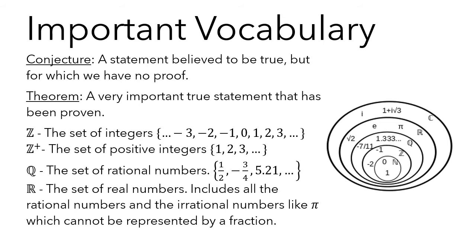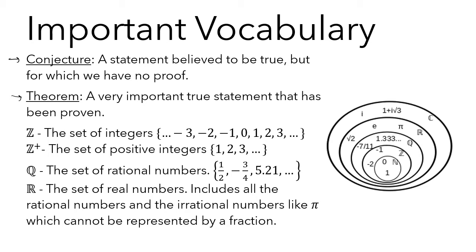So there's some important vocabulary that you need to know when writing proofs. First one is conjecture. Now conjecture is when we notice a pattern and we make a statement about that pattern. We believe it to be true, but we don't have a proof for it yet. So that's called a conjecture. A theorem is when we have proved our conjecture. So it's an important true statement that has been proven.